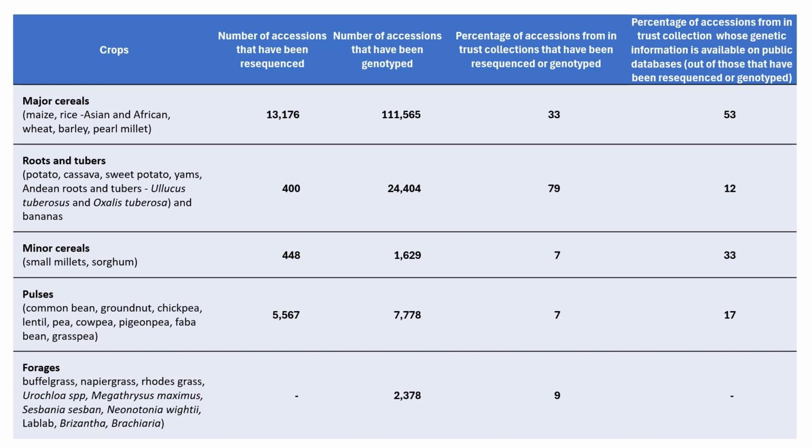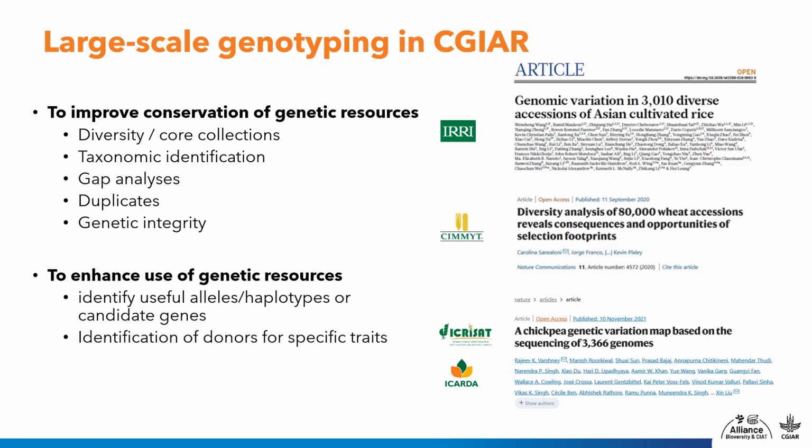A much larger number of accessions have been resequenced through comparison with reference genomes, or genotyped, again for most of the CGIAR crops. And a large proportion of the information obtained is available on public databases. Often this work has been done in collaboration with national organisations. Large-scale genotyping of genetic resources has been key to enhancing both the conservation and the use of the genetic resources. I've listed some of the enhancements here: establishing core collections, verifying the taxonomy, identifying gaps in collections and duplicates, and checking for integrity.